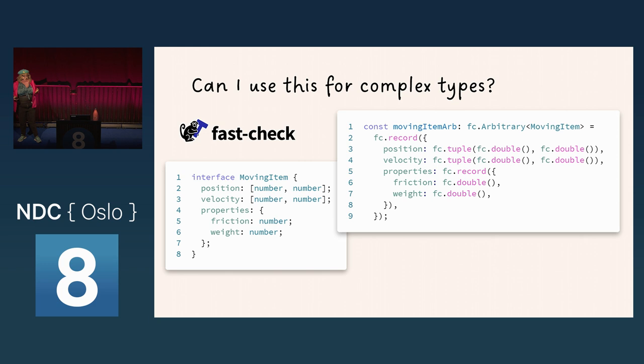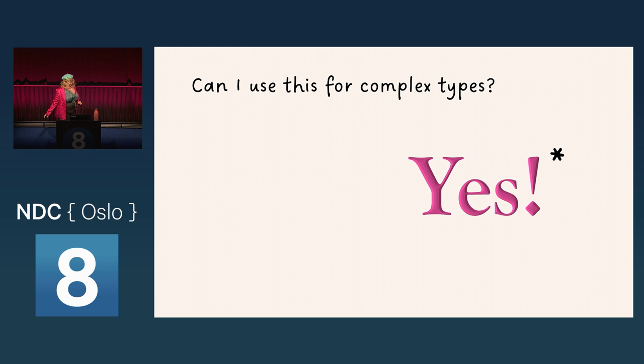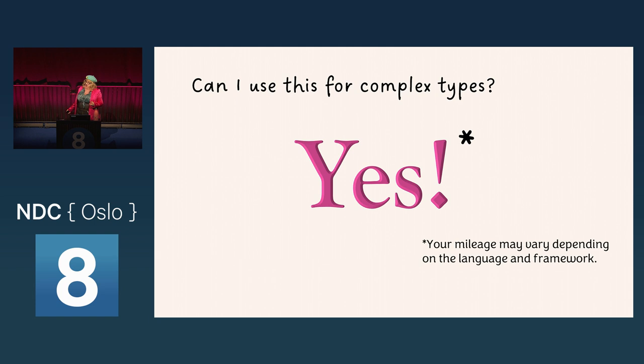Here's a bit of time to read the slide. So doing this for every single object that you want to add in can be a bit onerous. I have had a bit of luck experimenting with schema validation libraries and reverse engineering those to generate a runtime type generator, I guess, but haven't used that in production yet. So interesting idea, but haven't done it yet. So yes, can I use this for complex types? Yes, but it depends.